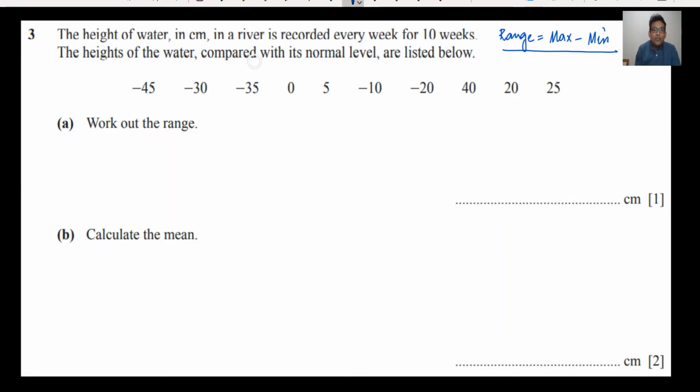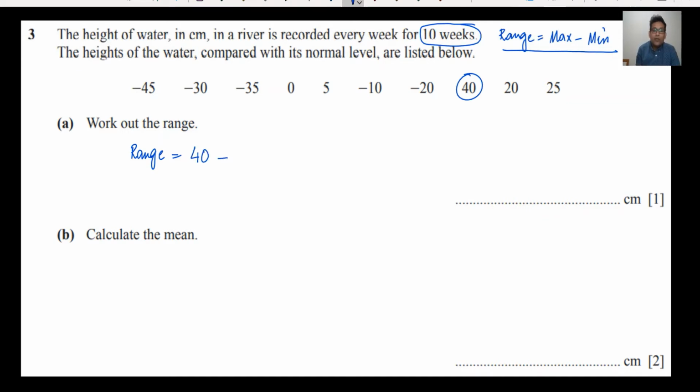The height of the water in centimeter in a river is recorded every week for 10 weeks. Okay, the height of the water is given here, and all heights are in centimeter. This is below the normal level. So, okay, now work out the range. Range means, as I told you, the maximum value minus the minimum value. So what is the maximum value here? The maximum value is not 25. Be careful. You have to find it. The maximum value is 40.